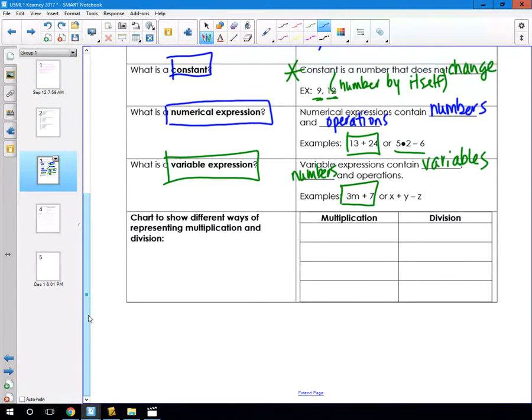a variable expression? So if you see multiplication, when you first started learning to multiply, you probably saw the X, the little times, okay? And then maybe later you learned that the little dot was multiplication. And now as we're getting into higher levels of math, you're going to start moving away from those, because why do you think we may not want to use the X for multiplication anymore? That's right, because we might get it confused with a variable, okay?